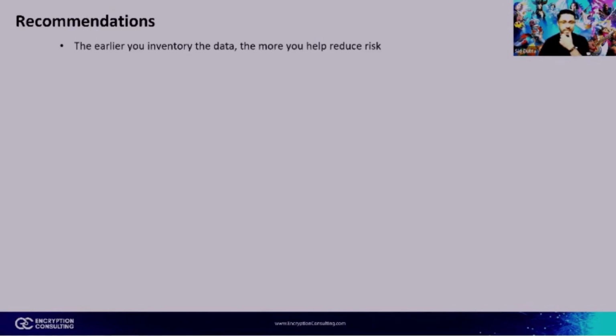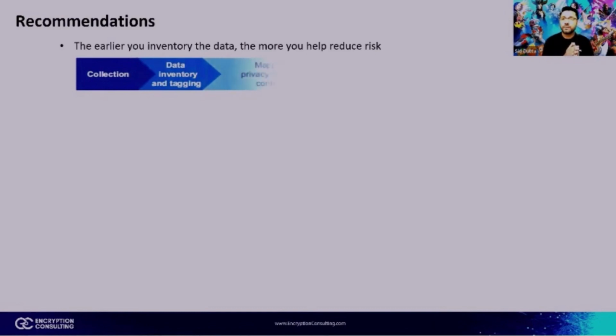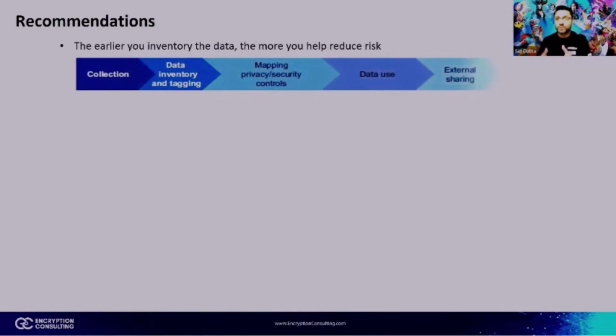adopting. So the first thing is, the earlier you inventory the data, the more you help reduce risk. You want to do this at the point of ingestion, right? When data is being collected, not after the fact, right? As data is being collected, you want to make sure that you inventory right there. You understand what data is coming, you tag it with the policy, you map it with the privacy and security control for that data before data gets stored and used and processed, before data is externally shared, and before data is required to be deleted as per the data retention policy.